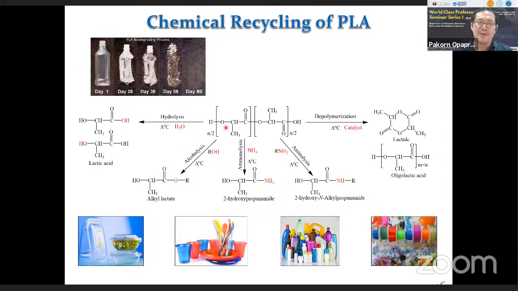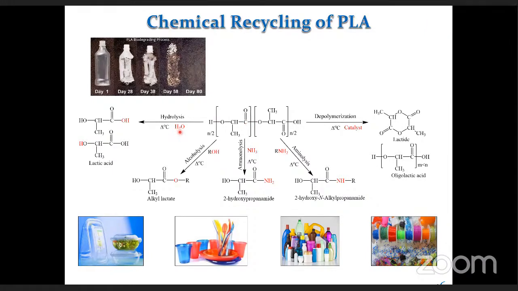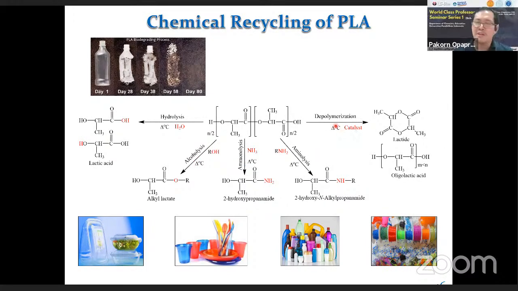So if we look at PLA, this is also a polyester. It has an ester bond, that is also quite weak and easy to break by various reactions. We can use hydrolysis, breaking by water, by alcoholysis, or we can do depolymerization, just heat them up at high temperature and apply catalyst. So there are various possible reactions that we can do.